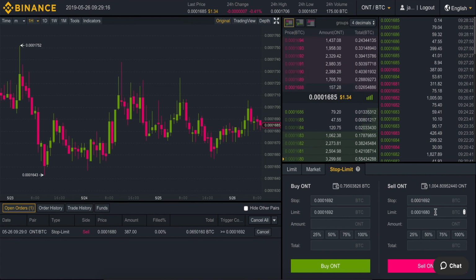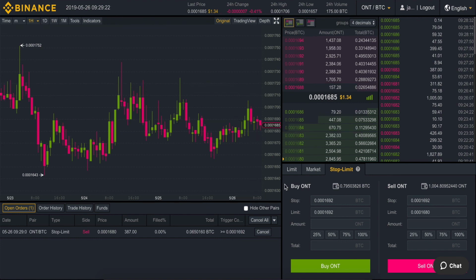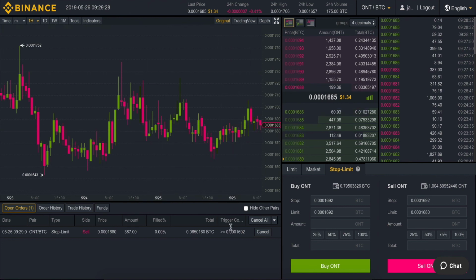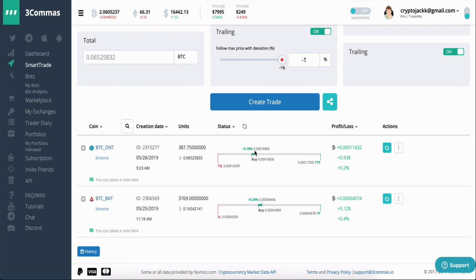Honestly though, you can definitely use Binance for the trade alerts, now that we've set a stop loss. But what happens if the price goes up and then it comes back down? Unless we're actively watching Binance, there's no way we're going to be able to capitalize from that profit. So I really do recommend using 3 commas. It's way better to use, and we can see now we're in 0.18% profit on this test trade alert, which is great.